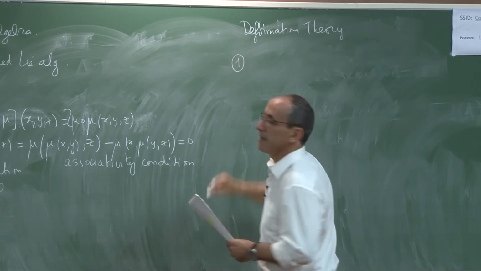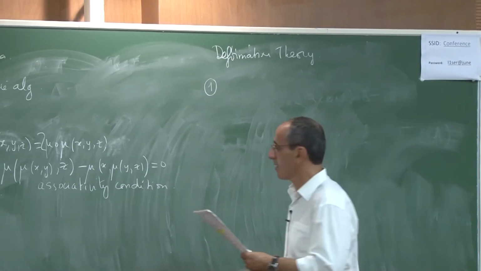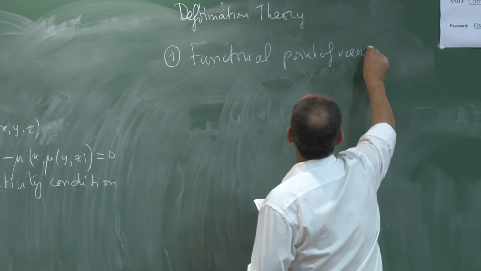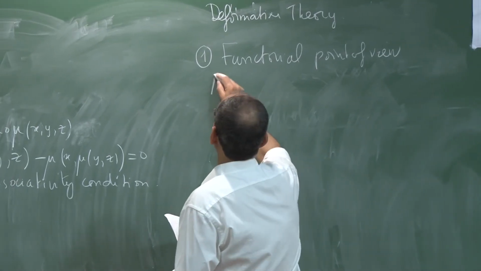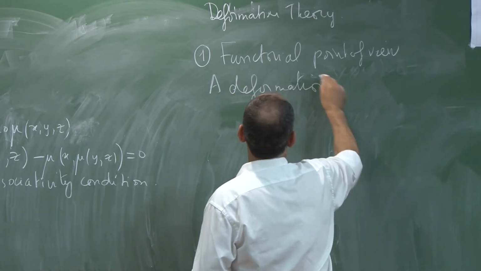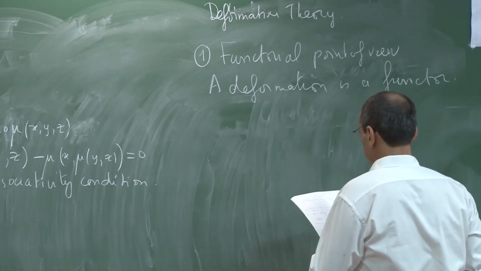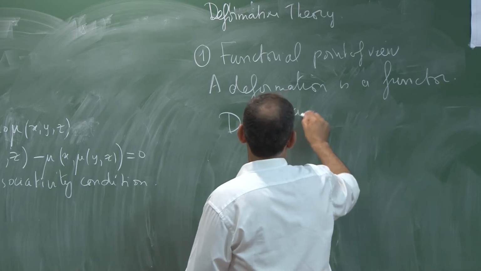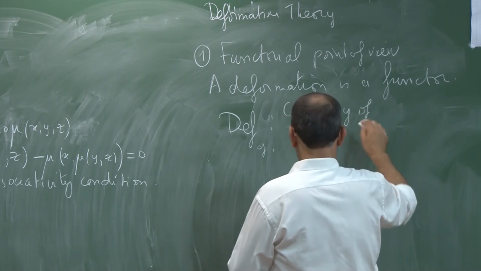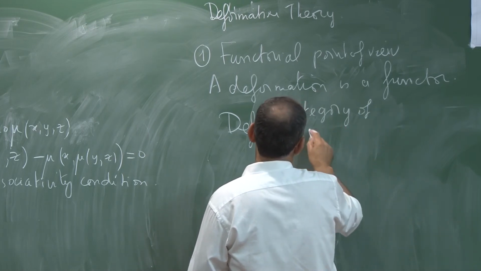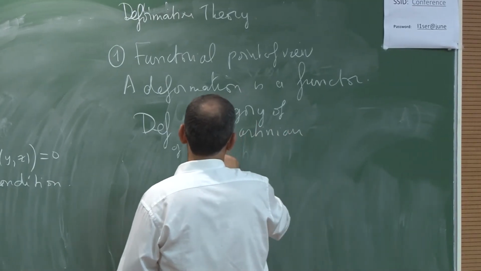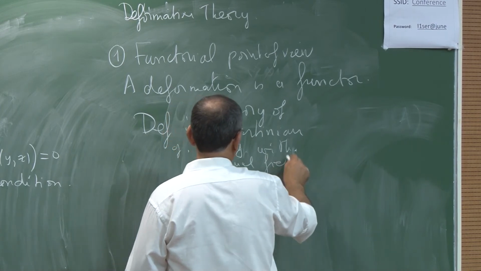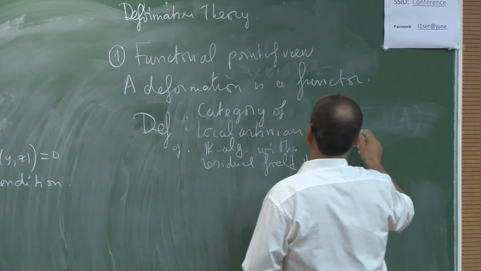There are, I can say, three points of view. The first point of view is the functorial point of view, which says that a deformation is a functor Def_G, which goes from the category of local Artinian K-algebras with residue field K into the category of sets.